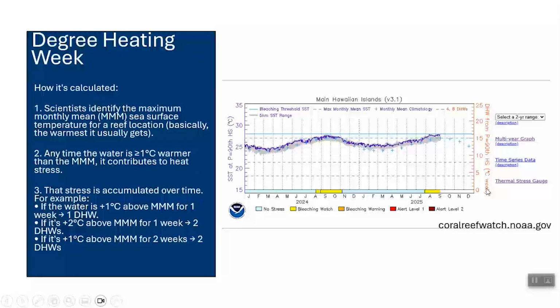You can see on the graph here, we measure degree heating weeks over here, and we'll get into that a little bit on another graph once we get into the tool. Right here, we have our sea surface temperature, and then we have our months of the year here.